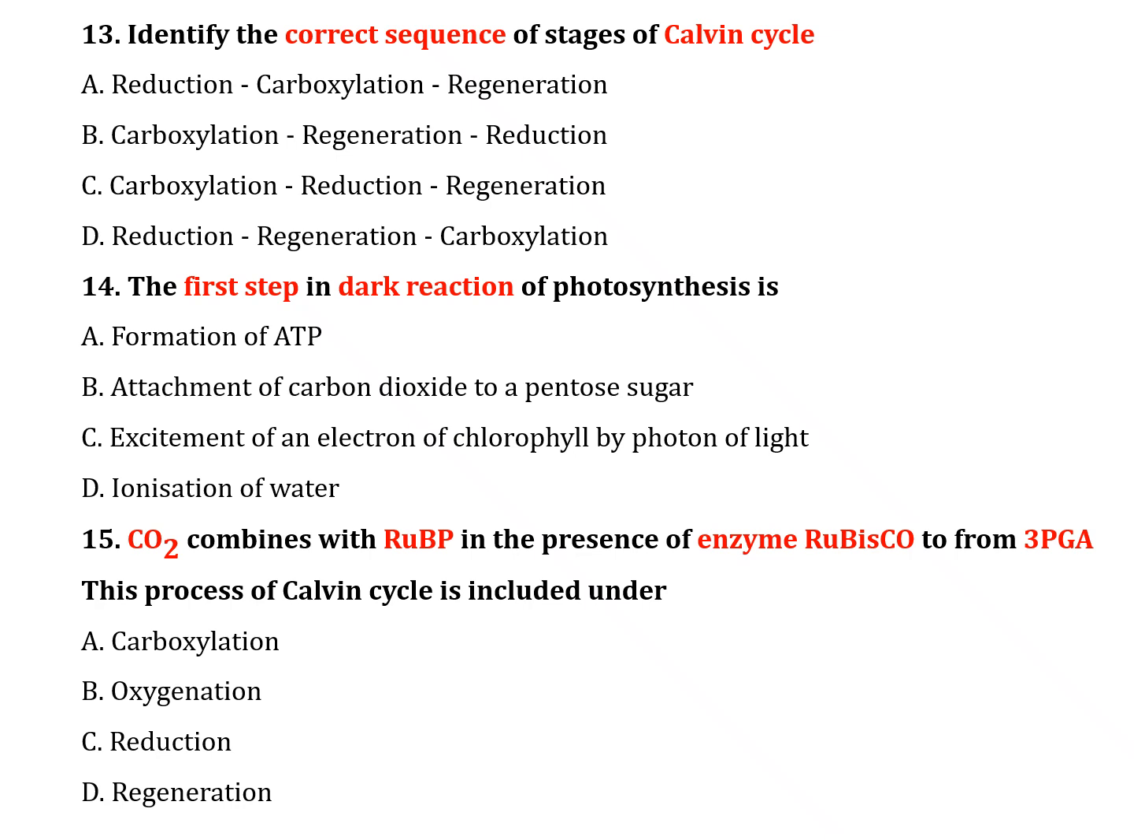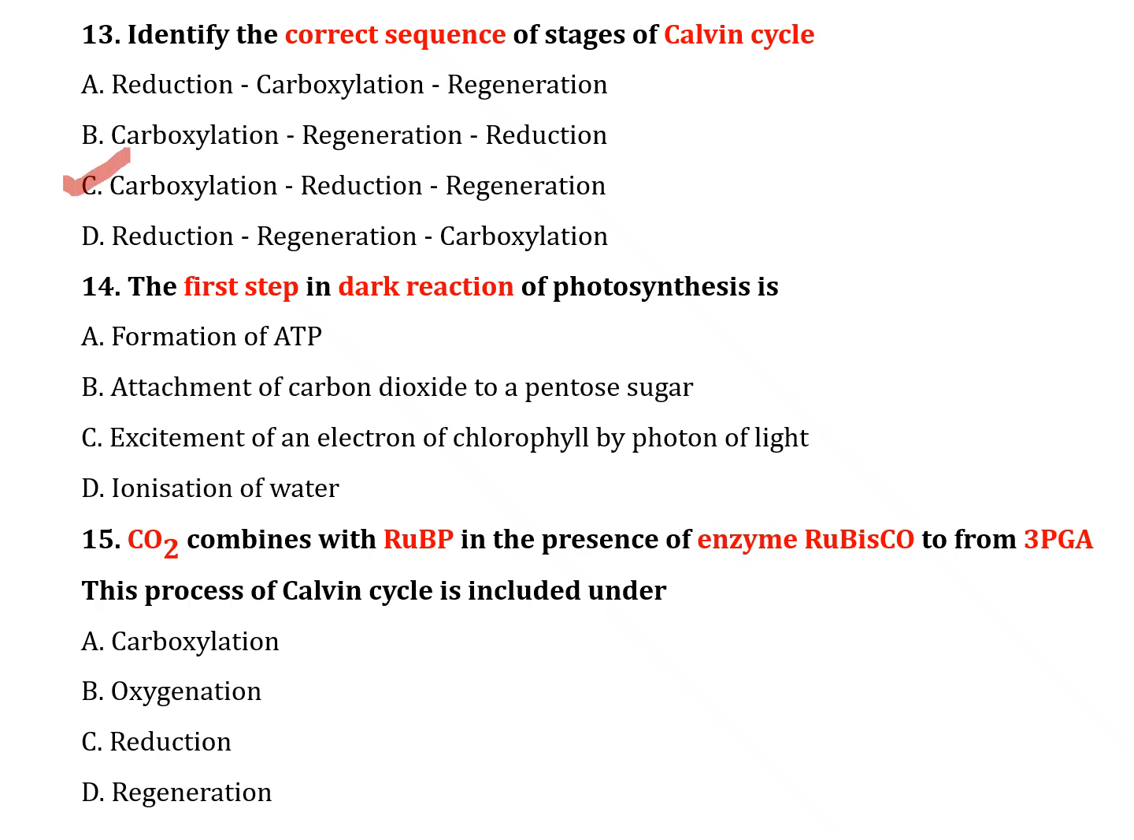Next, question number 13. Identify the correct sequence of stages of Calvin cycle. Option A, reduction, carboxylation, regeneration. Option B, carboxylation, regeneration, reduction. Option C, carboxylation, reduction, regeneration. Option D, reduction, regeneration, carboxylation. The correct answer is option C, carboxylation, reduction, then regeneration.